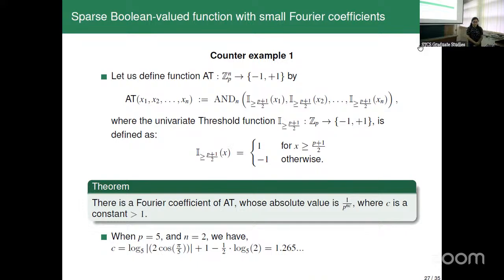What is it? It is an AND of these small functions, where every coordinate is in the second half of Z_p. Okay, there is a Fourier coefficient with absolute value 1 over p to the nc, where c is a constant. It's not a delta function; every coordinate has to be a threshold.